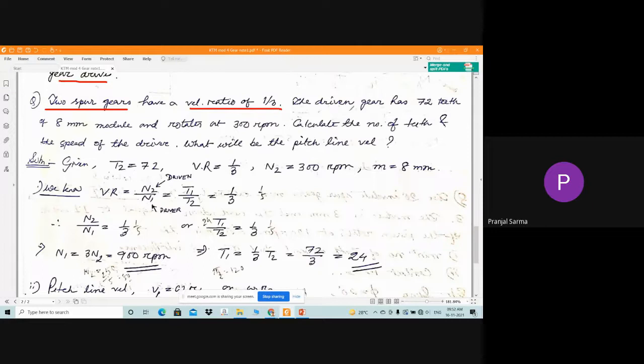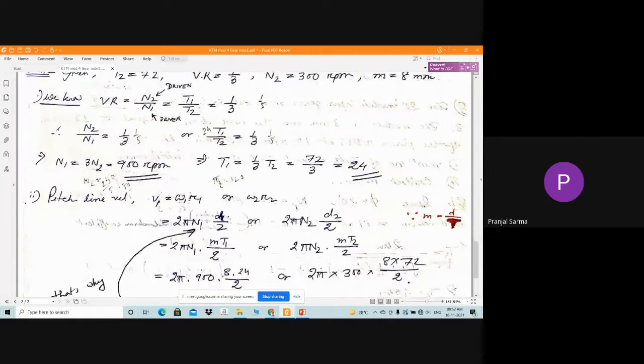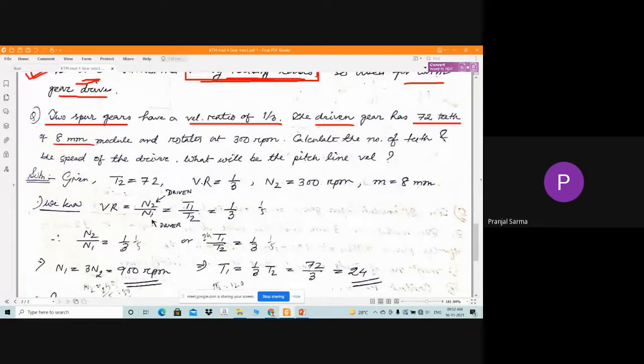Now there are two spur gears which are properly meshed, and they have a velocity ratio of 1 by 3. It is given that the driven gear has 72 teeth, with a module of 8 millimeter, and it is rotating at 300 rpm. You have to calculate the number of teeth and the speed of the driver. Also, you need to find out the pitch line velocity. To solve both parts, an understanding of module is also required, which we'll encounter once again later on. But today I'll just show it.